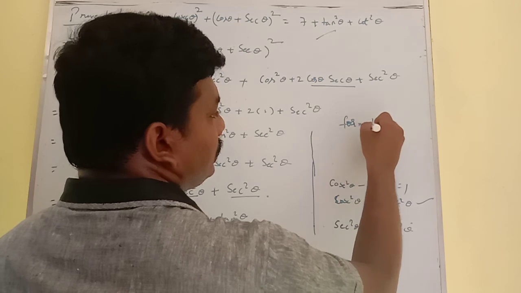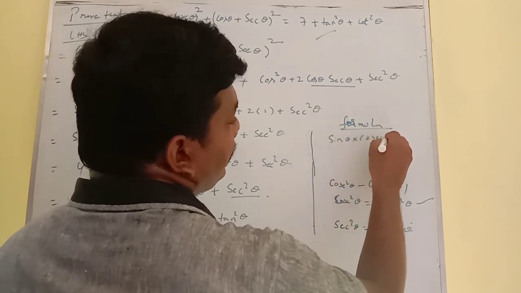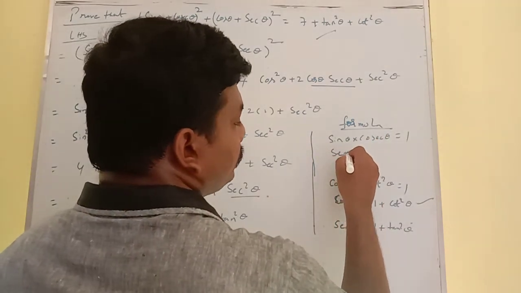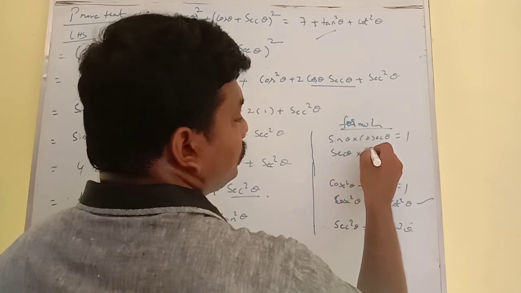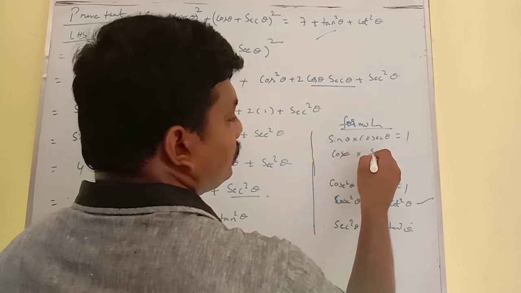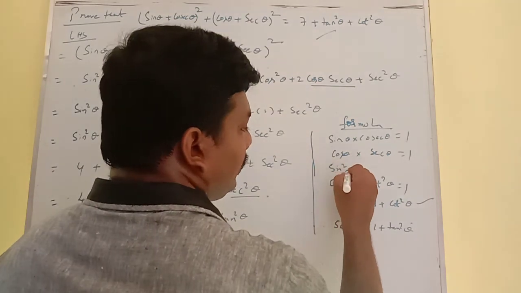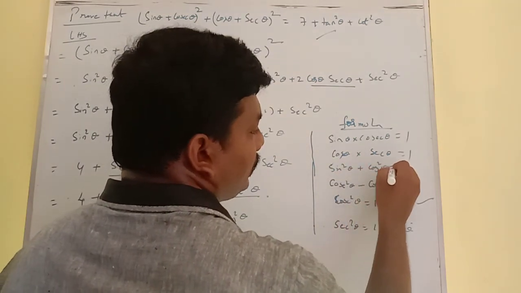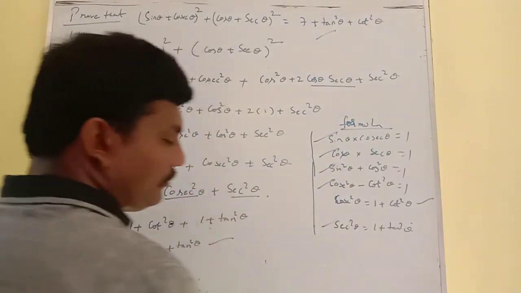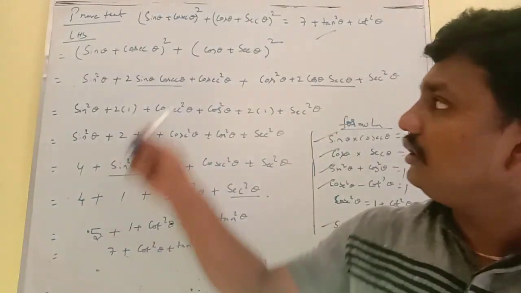First formula, sin theta into cosecant theta equals 1. This formula we are using. Then cos theta into secant theta equals 1. This formula we are using. And sin square theta plus cos square theta equals 1. This formula we are using. 1, 2, 3, 4, 5. So totally we are using 5 trigonometric identity formulas to solve this question.